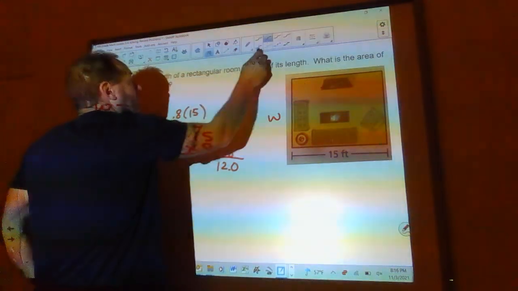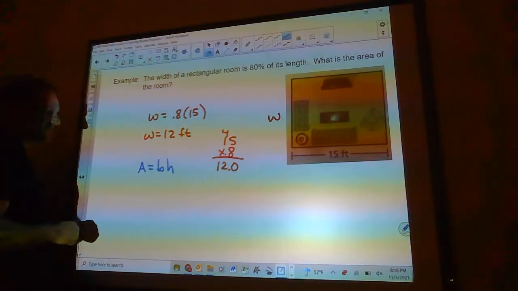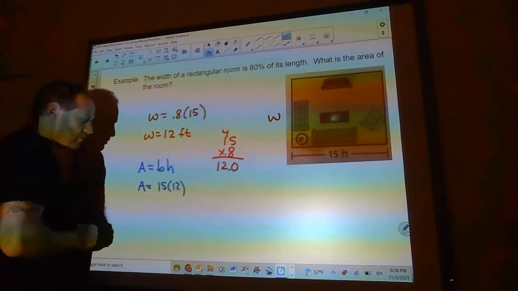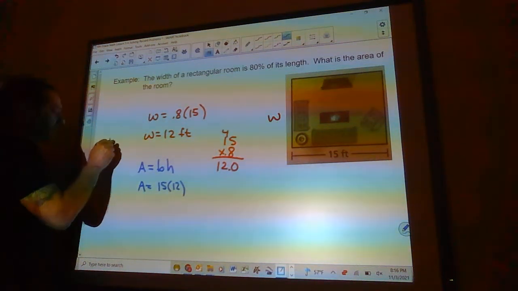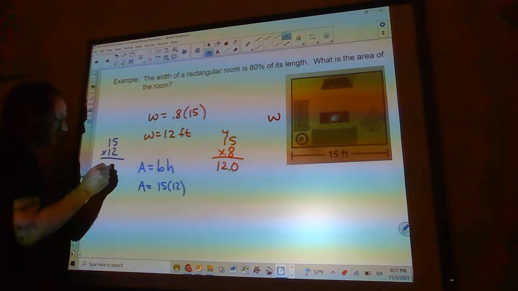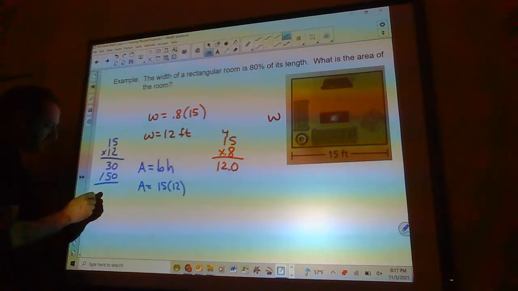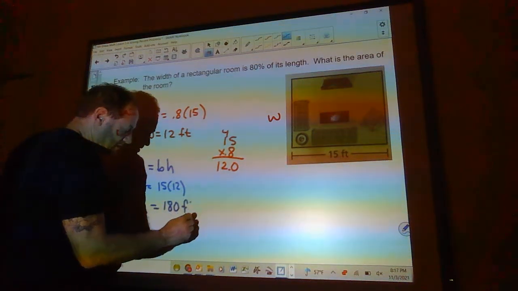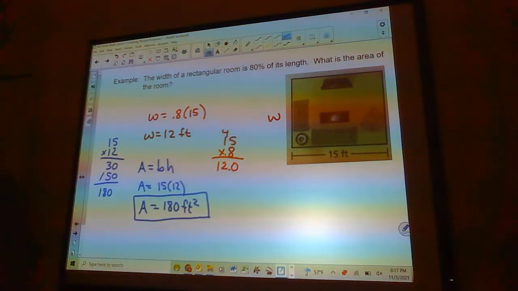So now, remember the second half of the problem is that it's a rectangular room. The area is the base times the height. Okay, so the base would be 15, and the height would be 12. Okay, so what's 15 times 12? So that's going to be 30, and then it's going to be 150 like this. So it's going to be 180. 180, and remember it's square feet, and the square comes after the feet. So now I've answered the proper question. I've found the area of the room is 180 square feet.